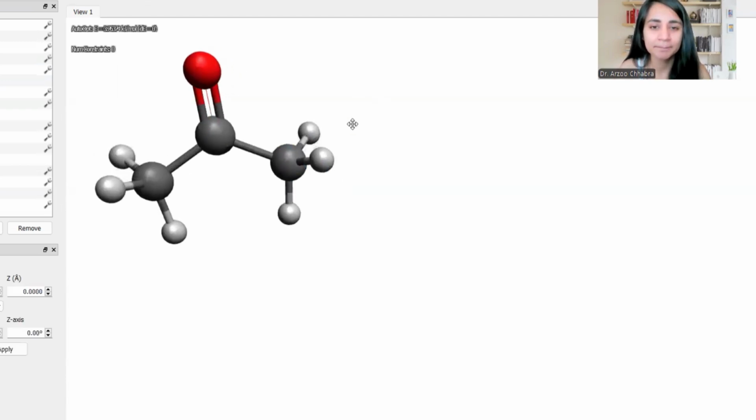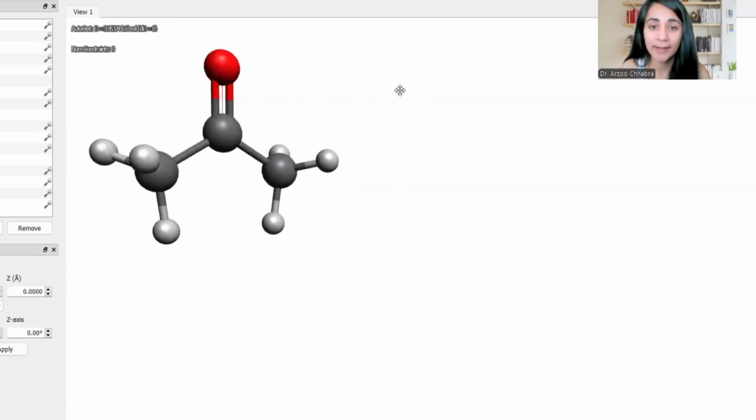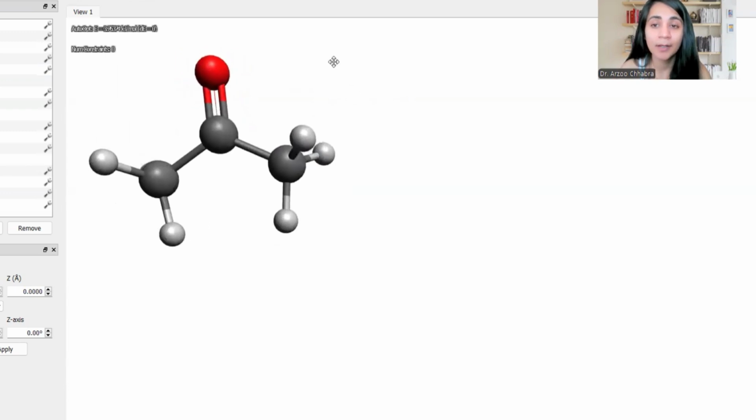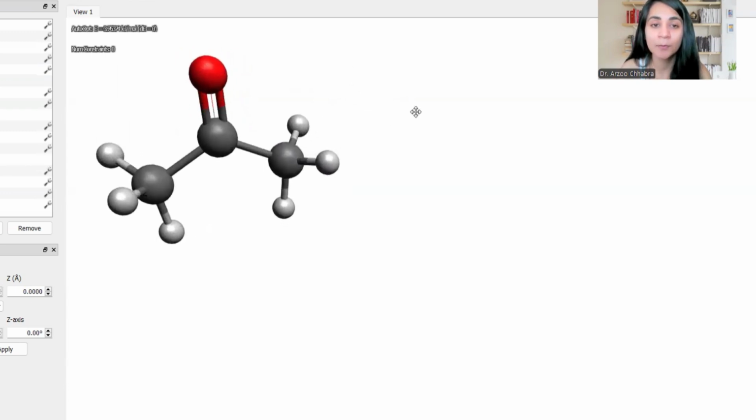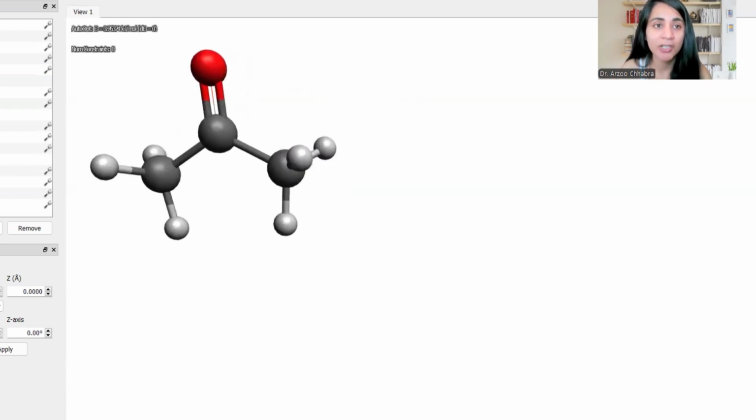Let's see how it looks like. This is acetone, the compound actually used in nail paint removers. That is actually acetone or ketone, right?